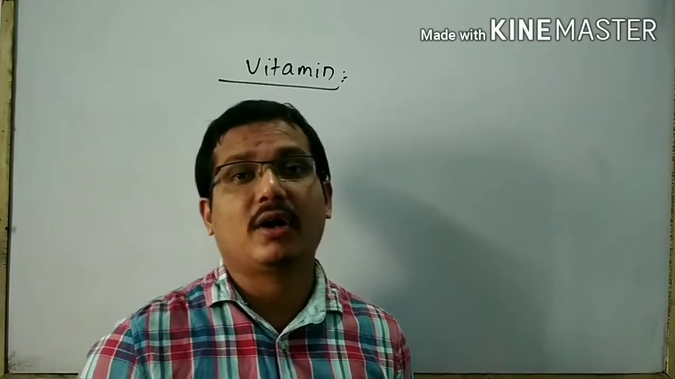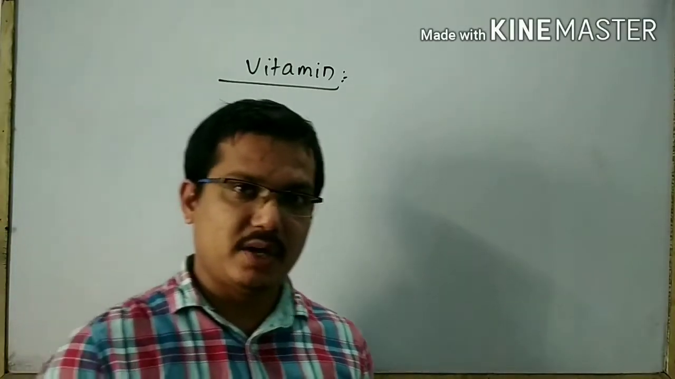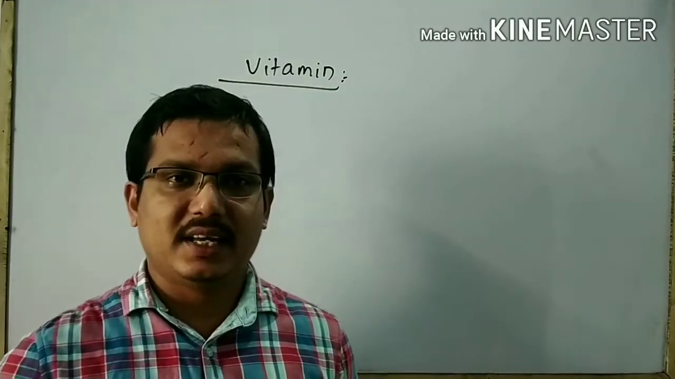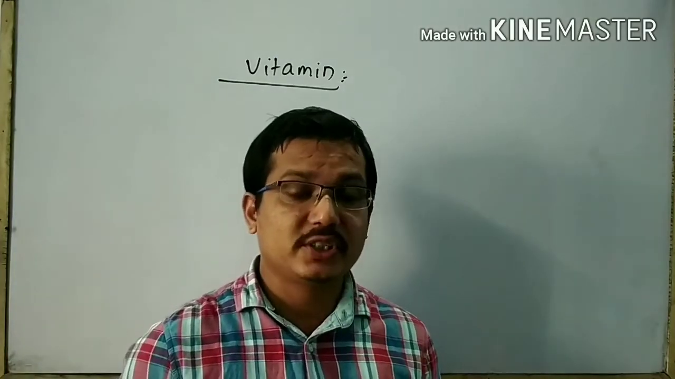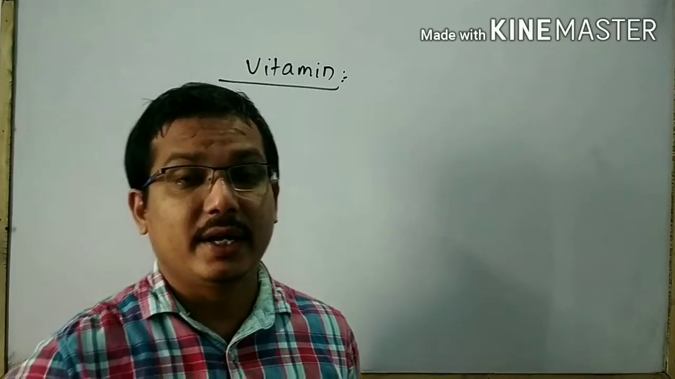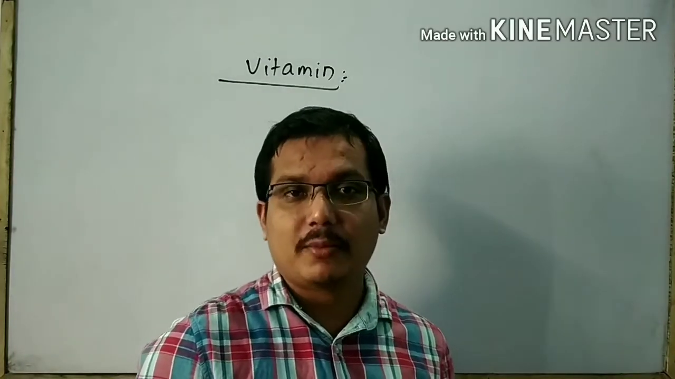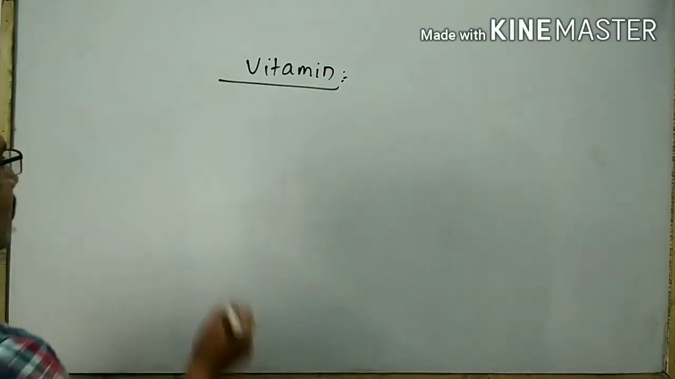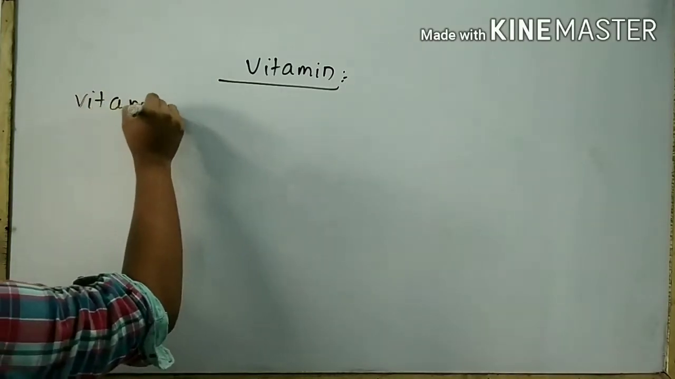Vitamin is an organic compound which is not a carbohydrate, protein, or fat. It is a special type of compound which is not formed in the body. It is always supplied to the body through diet. So we can write vitamins.